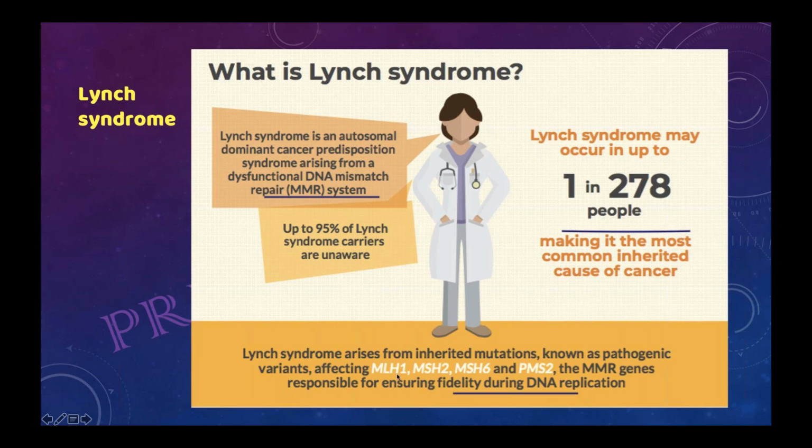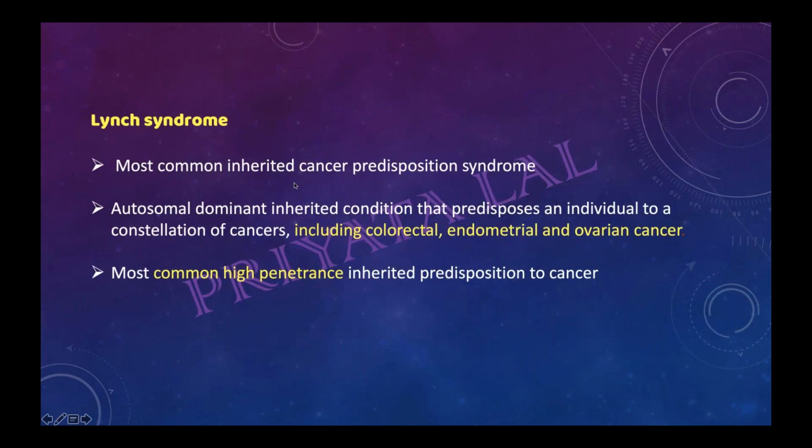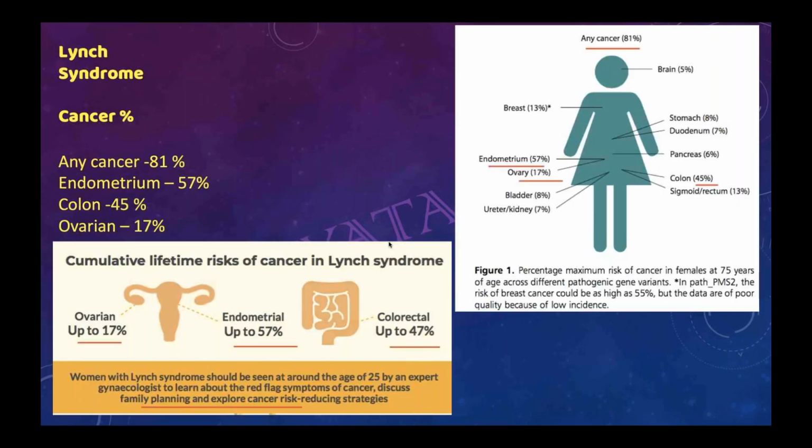strategic SBA bank. So MLH1, MSH2, MSH6, and PMS2. Now it is the most common inherited cancer predisposition syndrome. What type of cancer can occur? So there could be colorectal, there could be endometrial and ovarian, and it has a high penetrance. Okay, so if the family history is there, so many people because of this penetrance will be affected. This will be important for you people.